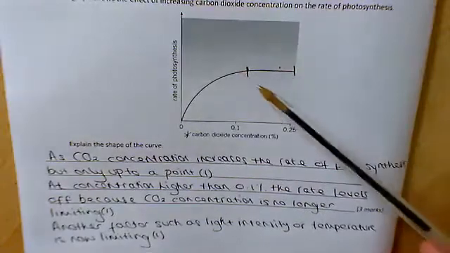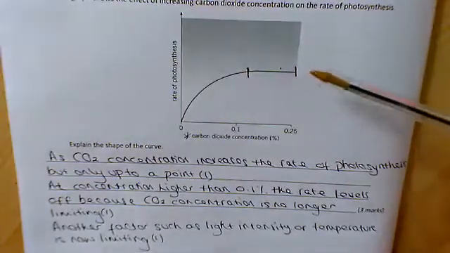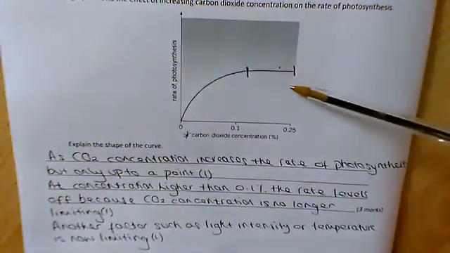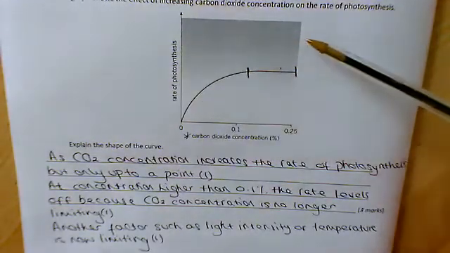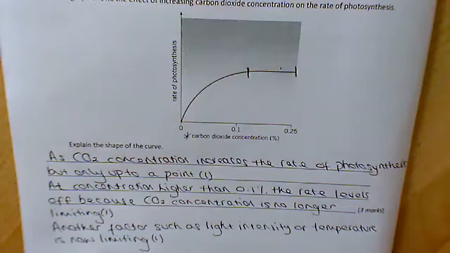Now, what we could do to see if it was that factor is we could perhaps raise the temperature by 10 degrees. And if we raise the temperature by 10 degrees, we might see that actually, yeah, the rate of photosynthesis goes up. Okay, so hopefully that one makes sense. On to the next question.